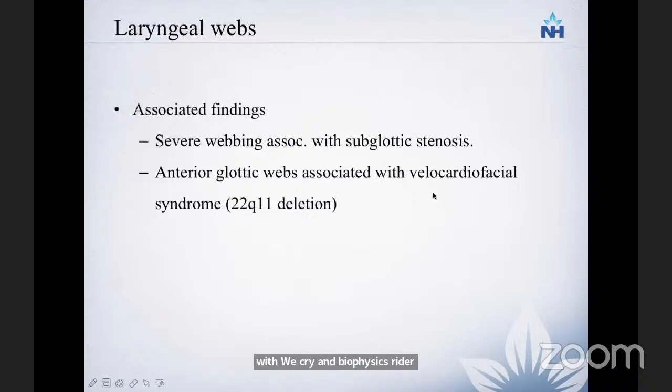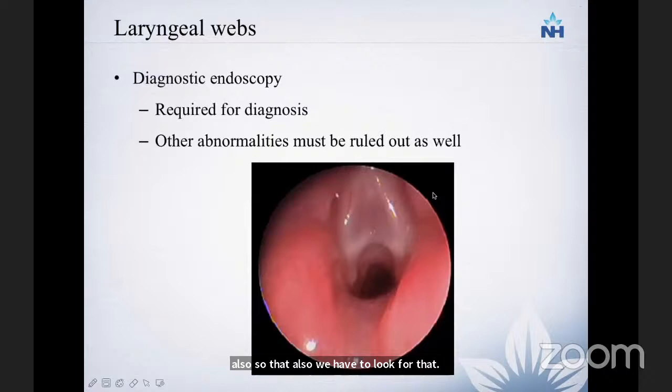Laryngeal webs can have associated subglottic stenosis with them, and also it can have a syndromic cause. So that also we have to look for in children with laryngeal web. In the diagnostic endoscopy is required to rule out other abnormalities. As I said earlier, subglottic stenosis is very common in these children. So we have to rule out other abnormalities.